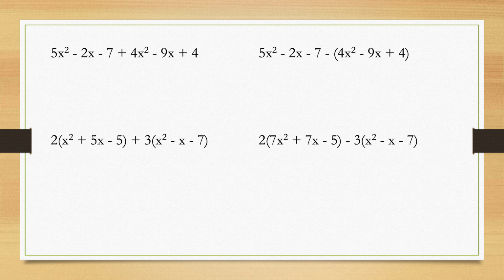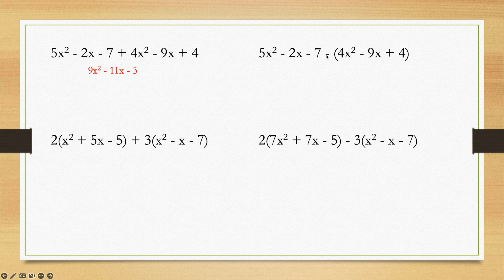Okay, so on the first one, it's just a pretty straightforward simplifying by combining like terms type of question. Altogether, I have 5x squared and 4x squared makes 9x squared. Negative 2x and negative 9x make negative 11x. And negative 7 and positive 4 make negative 3.